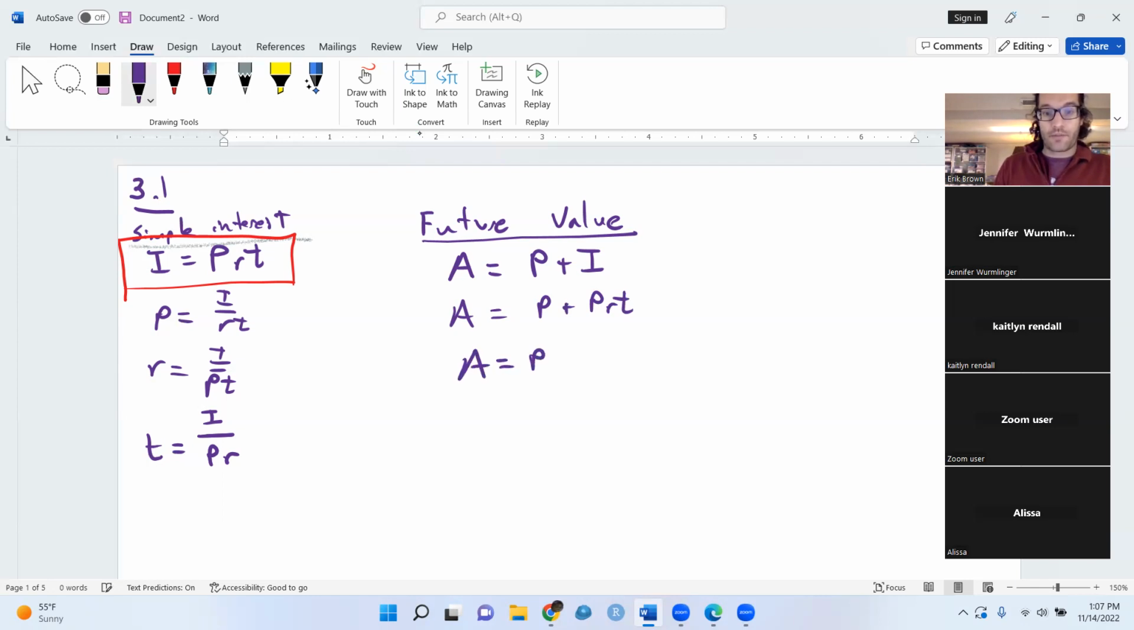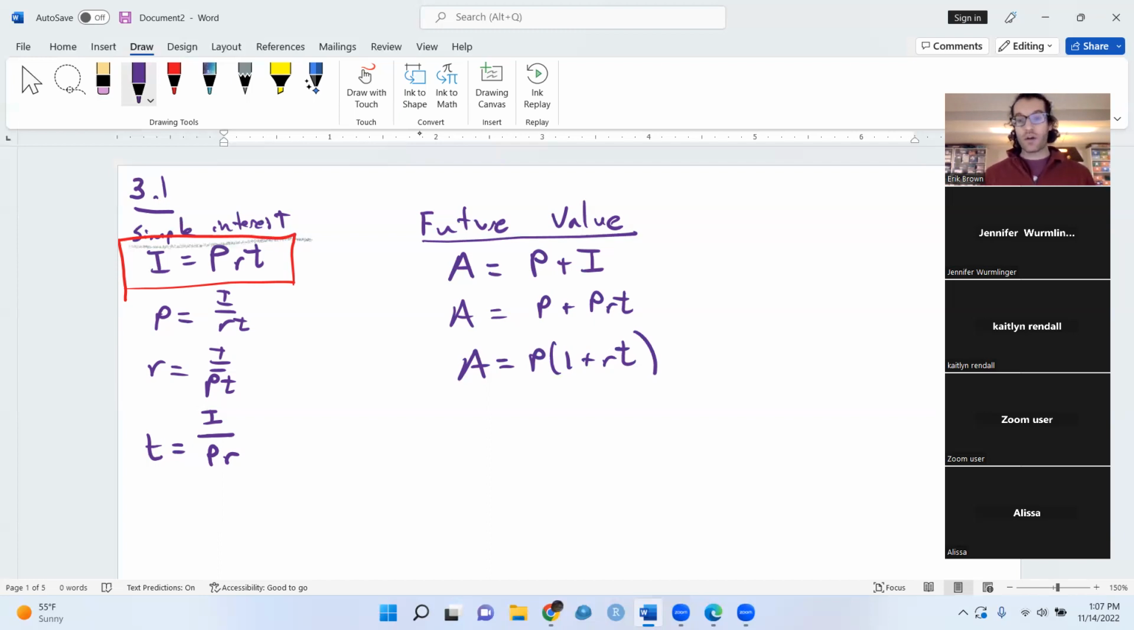Or we could factor the P and get a version that looks really similar to the exponential version, P times 1 plus RT. You only need one of those 3 for calculating future value. You do need to know what we mean by future value, and that A represents that future value. And that's it for simple interest in terms of formulas.